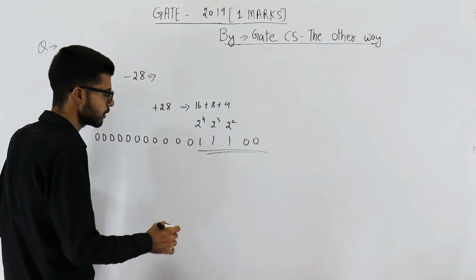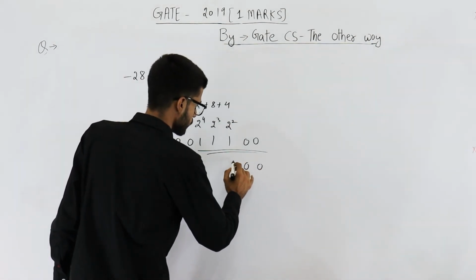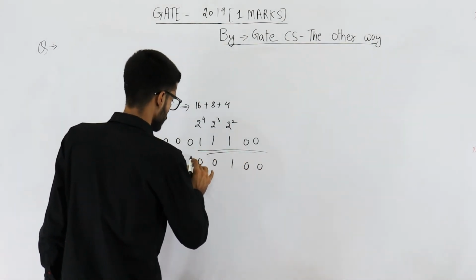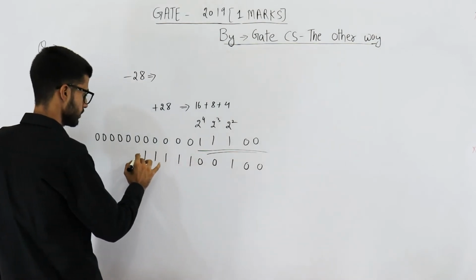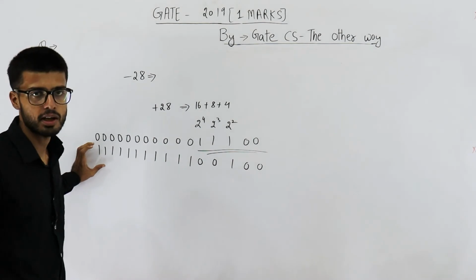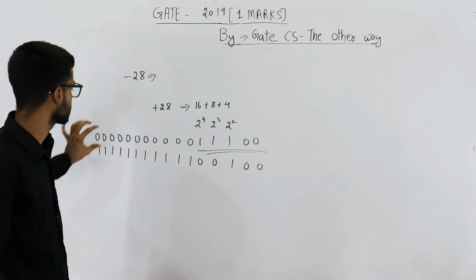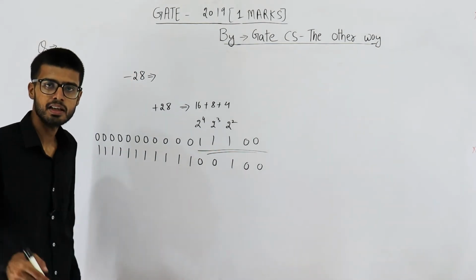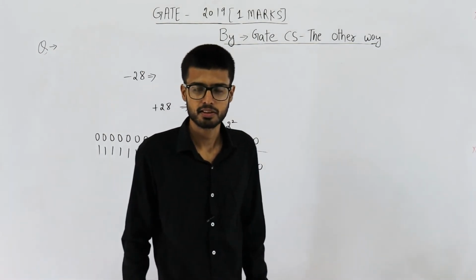So the 2's complement of this number will be 0, 0, 1, 0, 0, 1, 1, 1, 1, 1, 1, 1, 1, 1, 1. Okay, so this is your answer. Minus 28 is represented like this in 2's complement form in 16 bits.